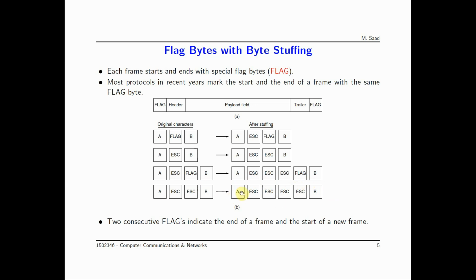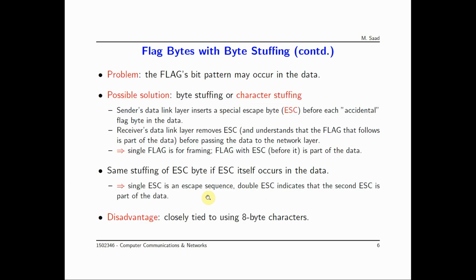A is okay, and then escape followed by escape, the escape is removed, and then escape followed by another escape, the first escape is removed, so we recover the actual frame that was sent, A escape B. Now, that's precisely what happens at the sender side and at the receiver side.